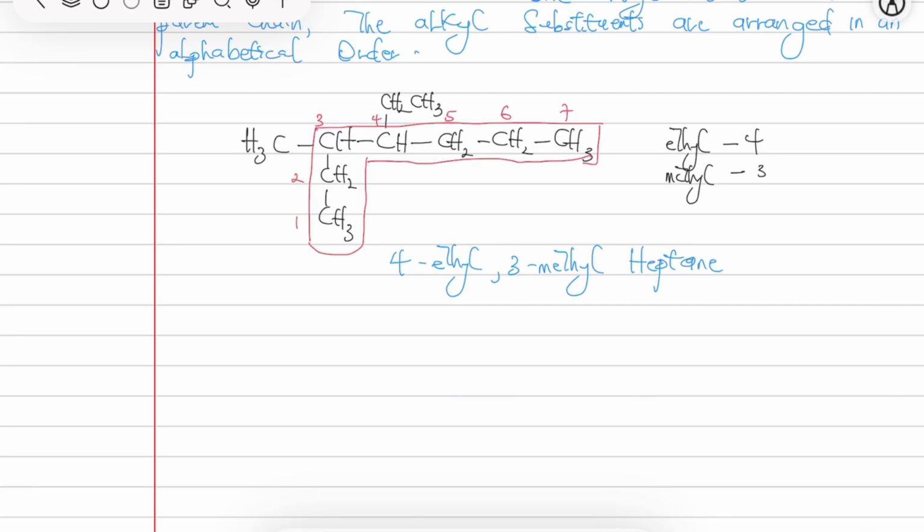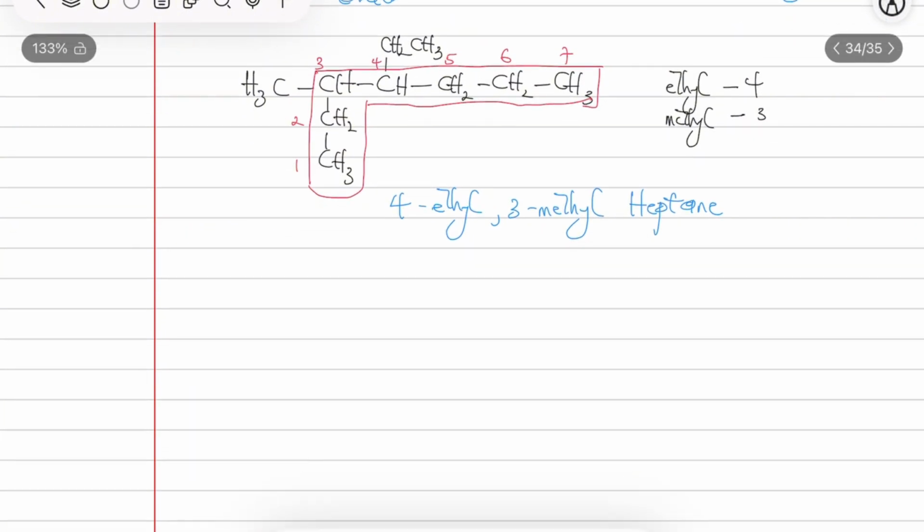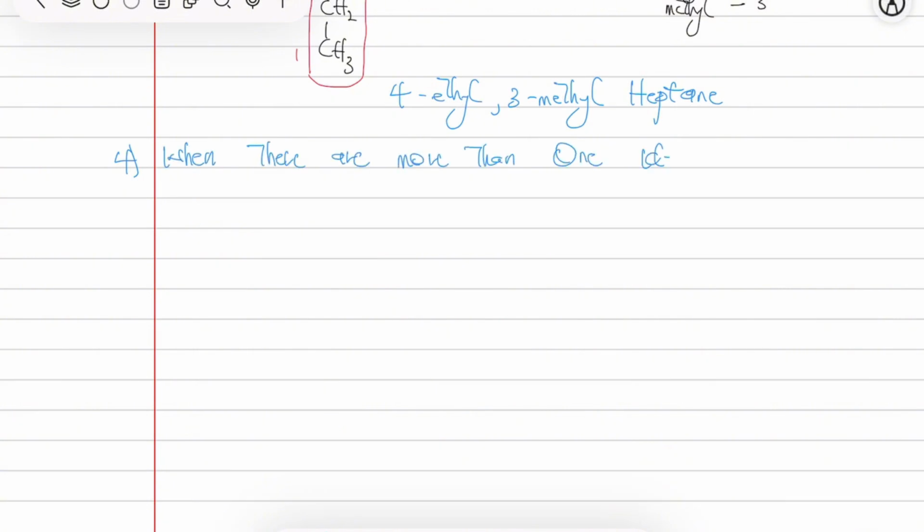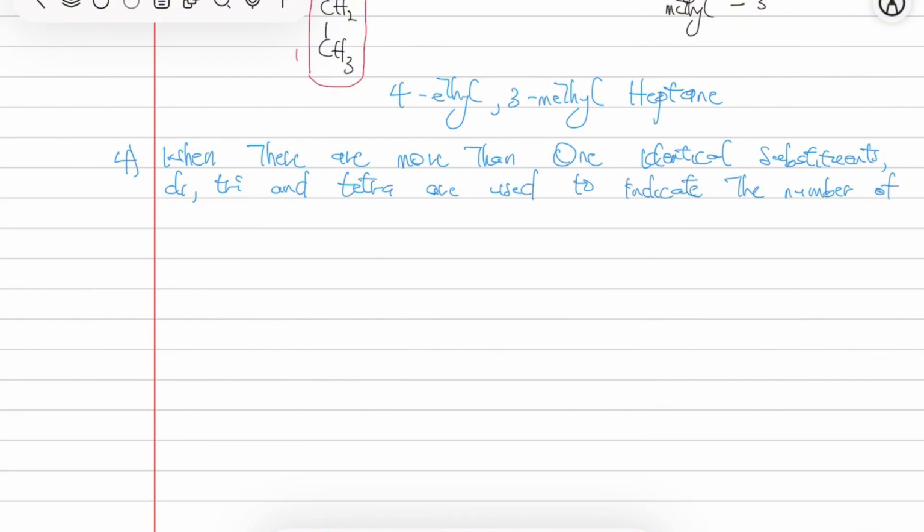This is in agreement with what I said earlier, that in naming a compound, the substituent has to come first, arranged in alphabetical order. Then the parent name ends the compound, and the parent chain is heptane because it's an alkane with 7 number of carbons. For rule number 4, when there are more than one identical alkyl substituent, we use di, tri, and tetra to indicate the number of identical substituents we have in the parent chain. Let us consider the example below.